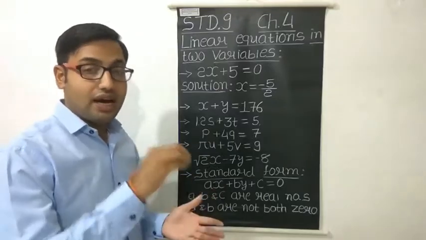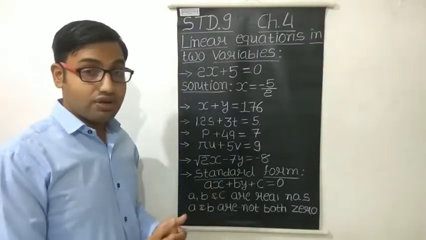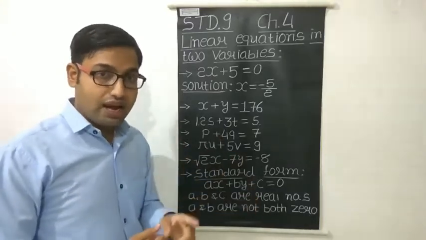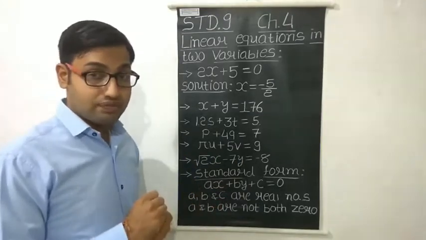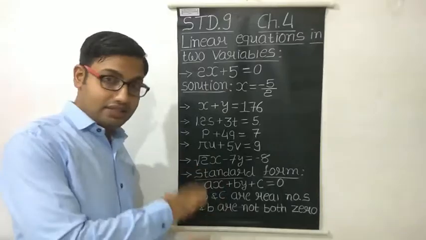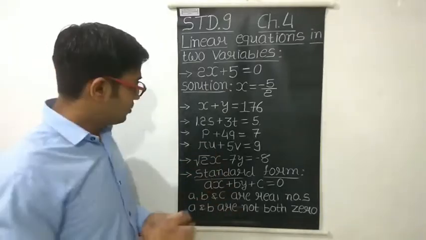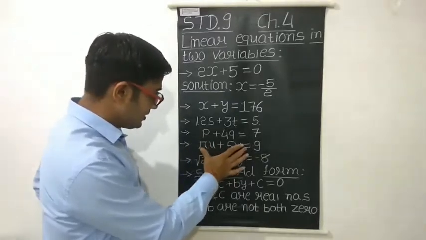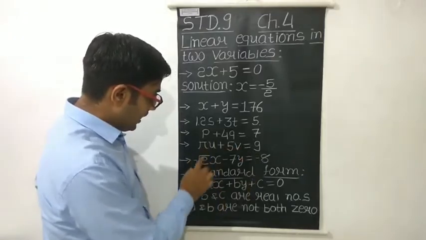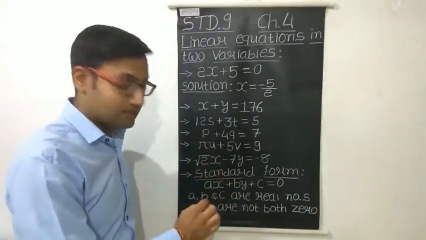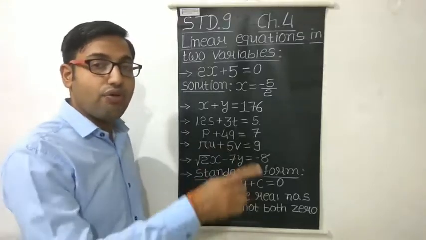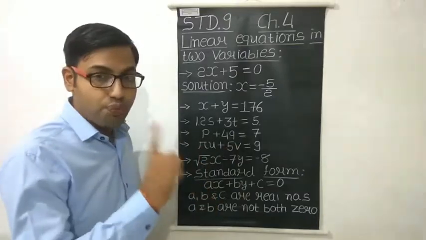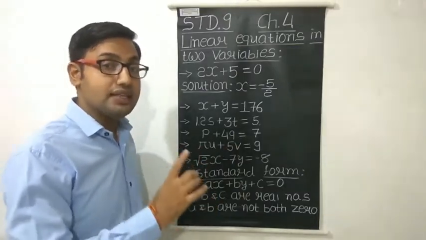A, b and c are constants, and for which set do we take the values of a, b and c? A, b and c are real numbers. And you know very well now what real numbers are. Real numbers contain rational numbers and irrational numbers both. So here, in this example, what is the value of a? If we compare this with this, what is a? A is the coefficient of x. And b is the coefficient of y. So when we compare this equation with this, the value of a we get is pi. And pi is an irrational number.